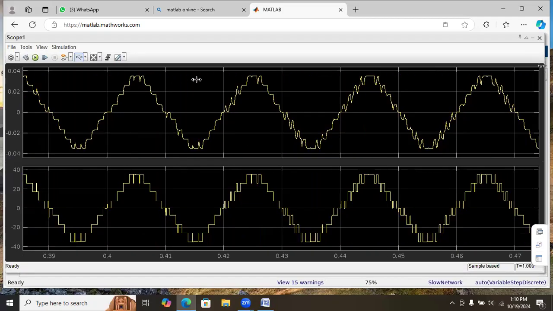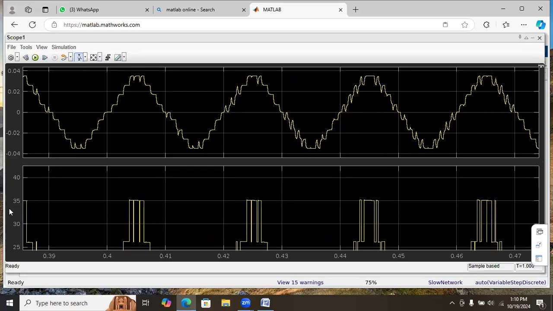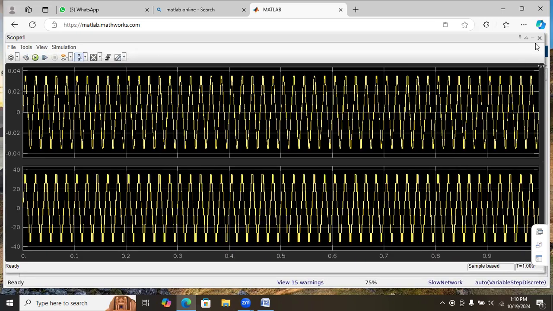And these are the load current and load voltage. If you see here, 1, 2, 3, 4, 5, 6, 7, 8, 9. And the output peak voltage will be in the range of plus 36 to minus 36. Here it is around 35 that we are getting as the load voltage.